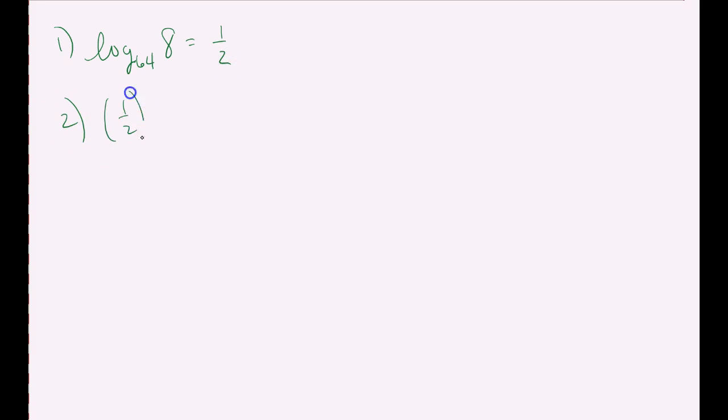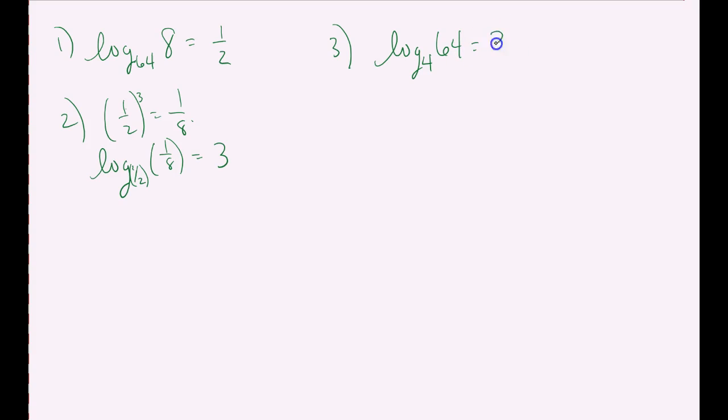Number 2, 1/2 to the third equals 1/8. Okay, if I want to rewrite that, it's going to be log. This 1/2 stays here. These two switch places. So there'll be a 1/8 here and a 3 over there. Number 3, log. The 4 stays the subscript. The 64 is the number next to it. The exponent goes to the other side. And number 4, log base 20 of 400 equals 2.